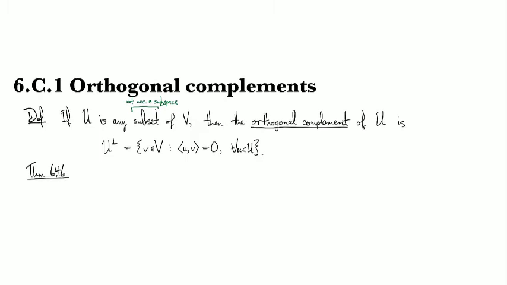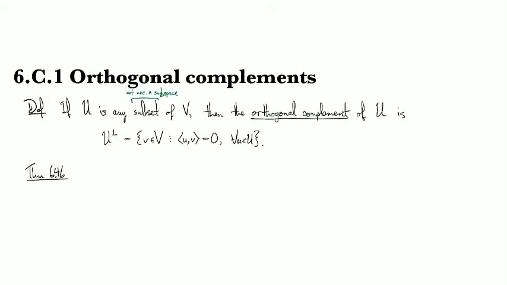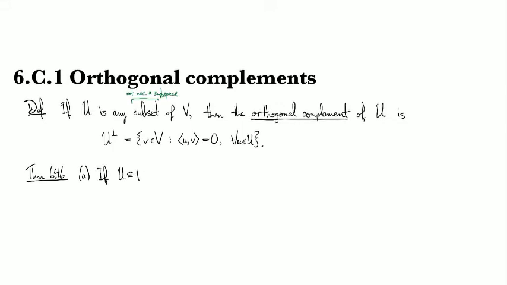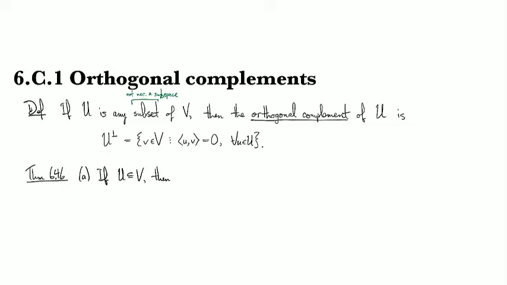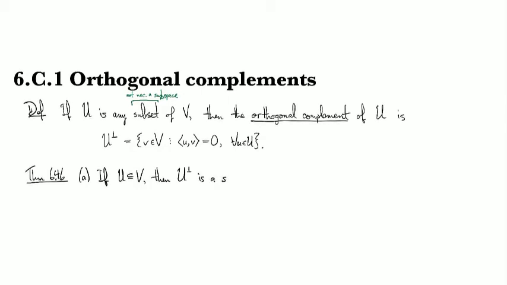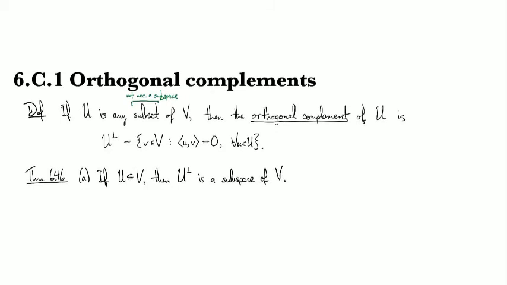All right. And so then we have some basic results about how this works as an operation. The properties of perp. What happens when you take the perp? So first off, we have that if U is contained in V, then the orthogonal complement is always a subspace of V. Even if U isn't, U perp will be.